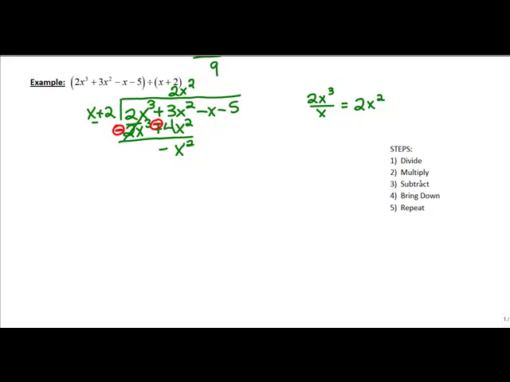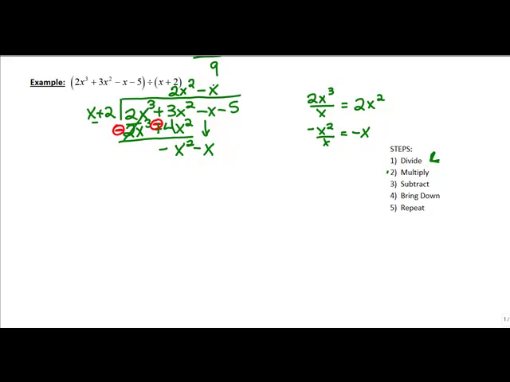Okay, now the next step, bring down. We're going to bring down the next term in the problem, which is negative x, and then repeat the process. Okay, so again, when we divide, we're focusing on the leftmost terms. So our new left term is negative x squared. So let's go over here, negative x squared divided by this x that's still on the outside, is giving us a negative x. So that is going to be the new term that we will use to multiply.